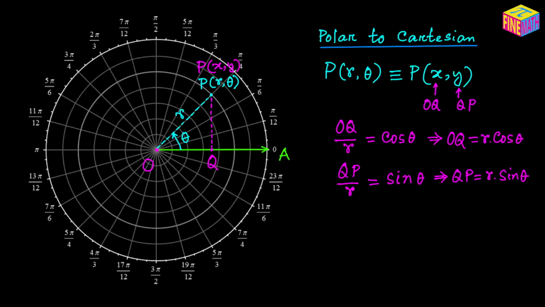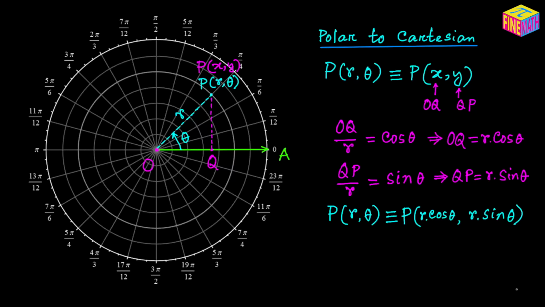So clearly our x coordinate is r times cosine theta, and the y coordinate is r times sine theta. So P's coordinates, if in the polar system the coordinates of P are (r, theta), can be written as (r cosine theta, r sine theta). This is how we convert from the polar system to the Cartesian system.